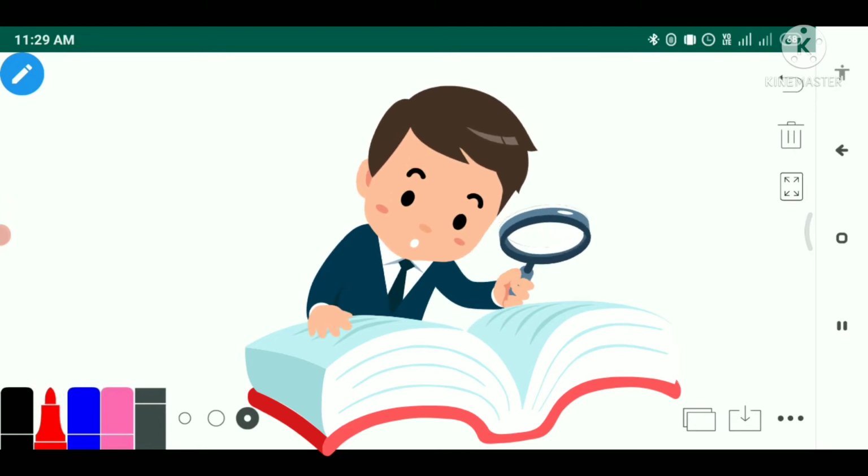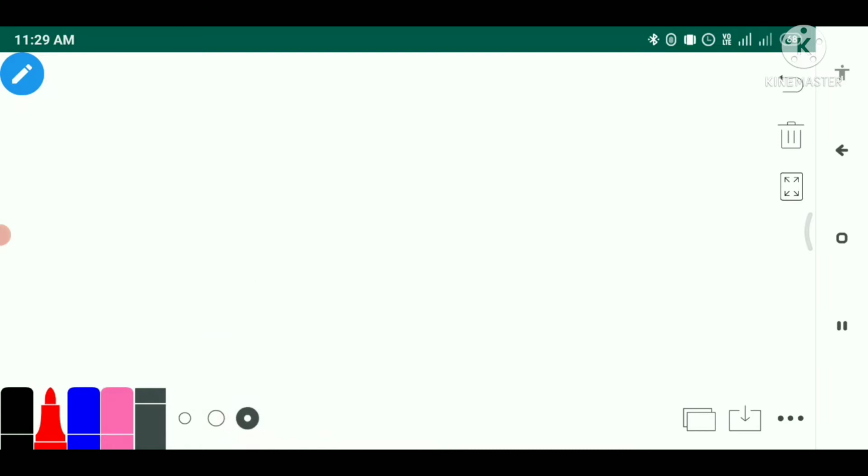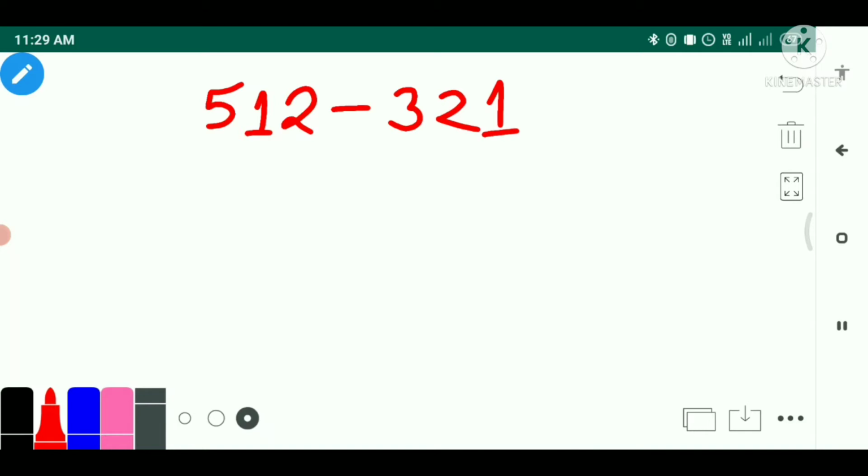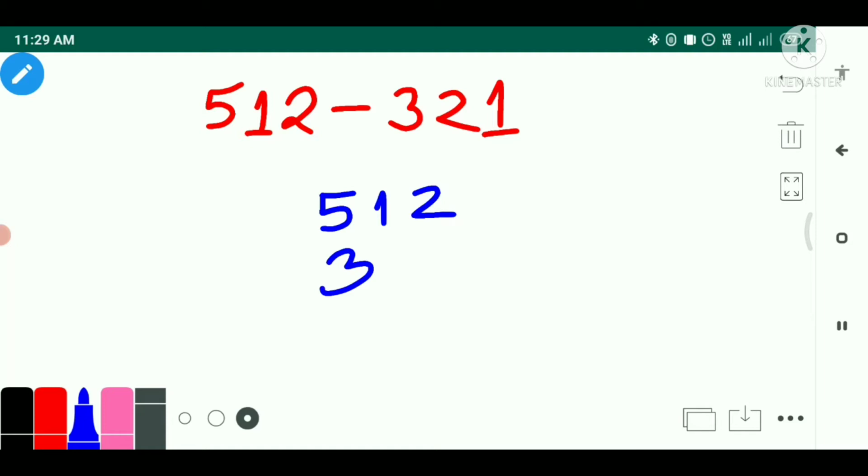Okay, so suppose we have to subtract 512 and 321. First of all, we'll write these numbers like this. Now we'll identify the place value of each digit.